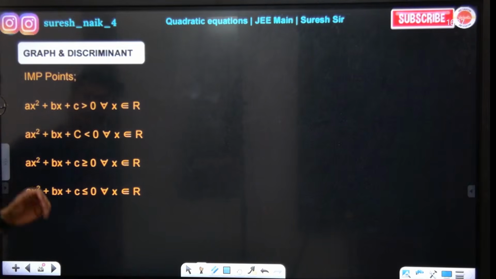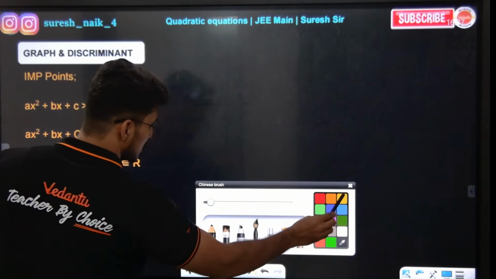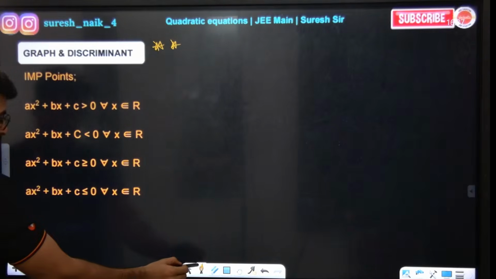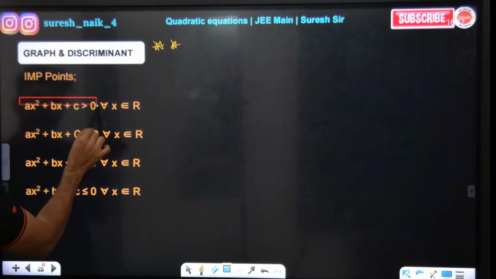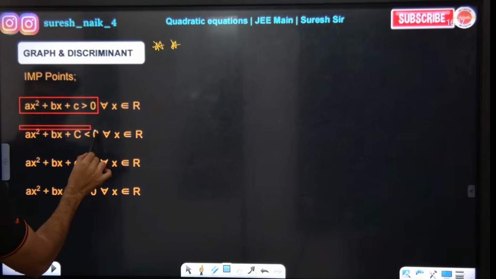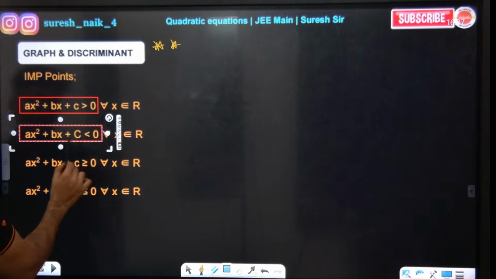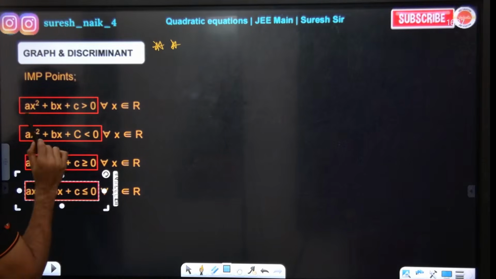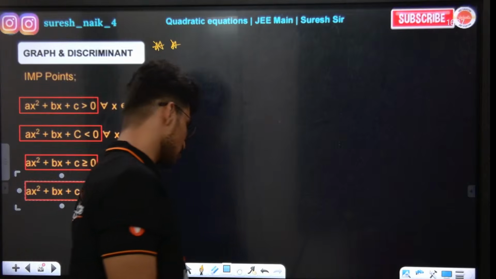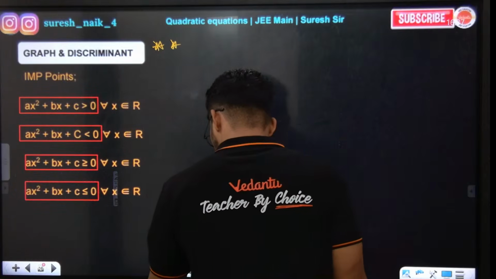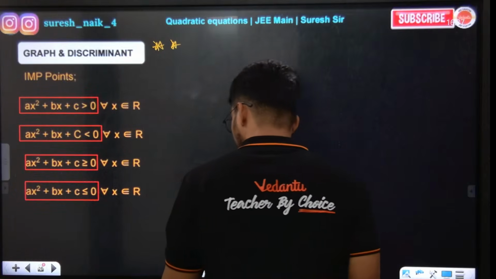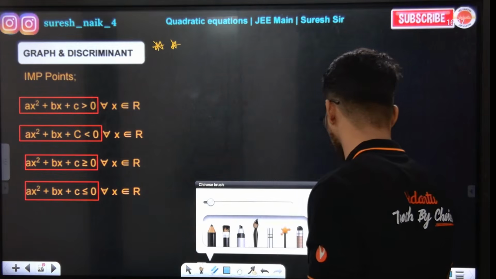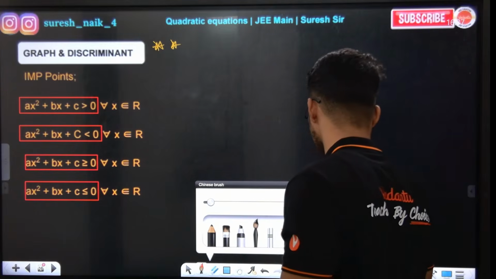So important points. This is super important. Now f of x is positive, f of x is negative, f of x is greater than or equal to 0, and f of x is lesser than or equal to 0. So what is the story behind this? Look at the board, everyone. For all x belongs to what I am saying, what do you mean by this? This is super important. Everybody should listen to the class.